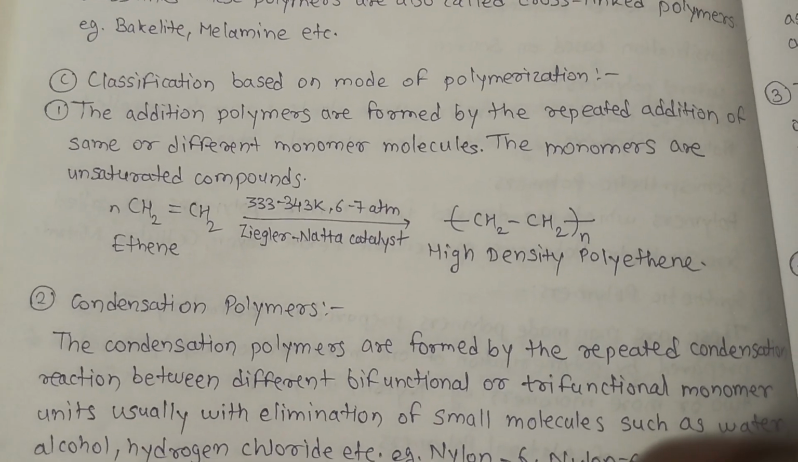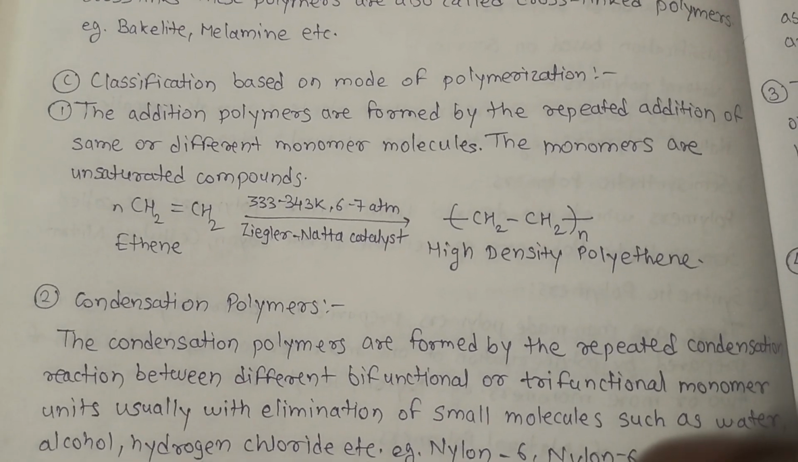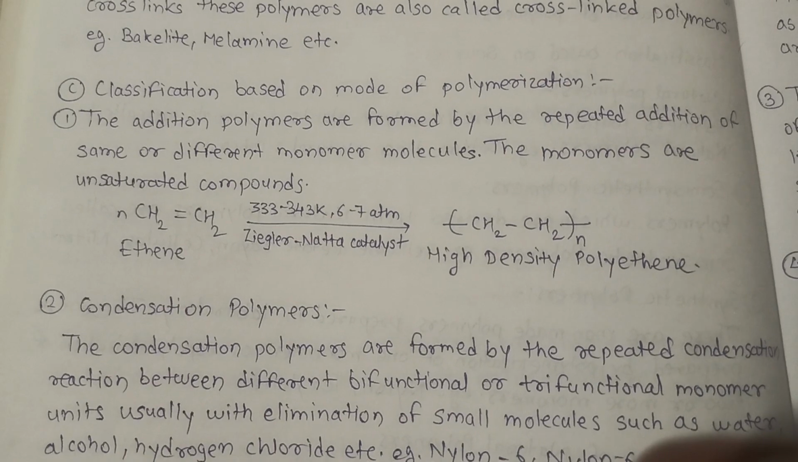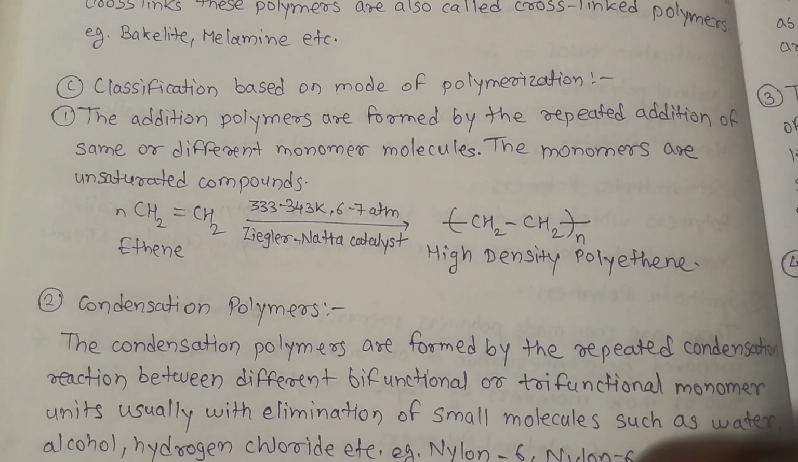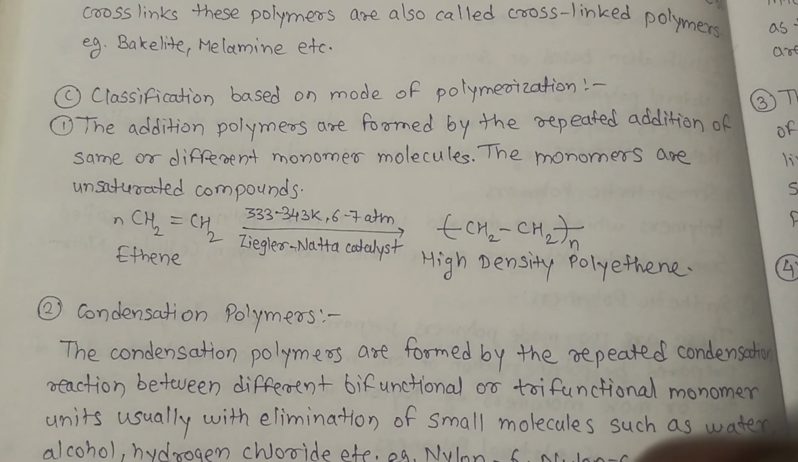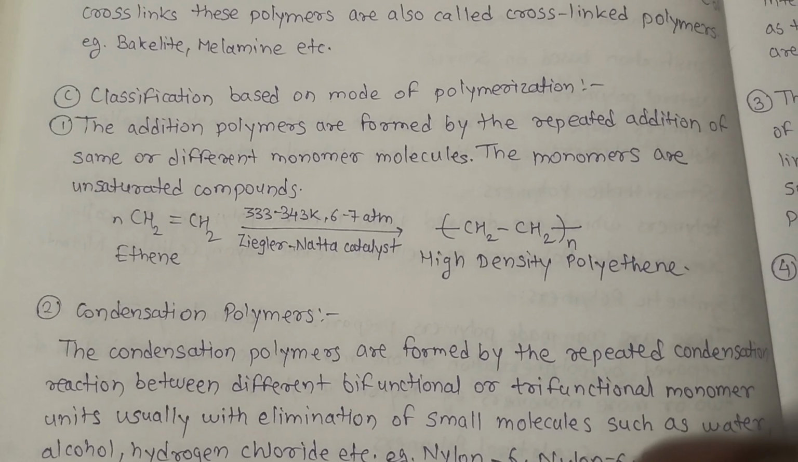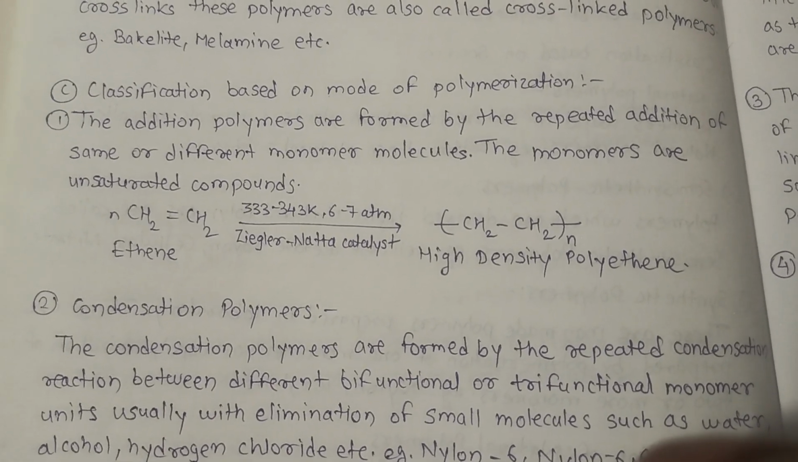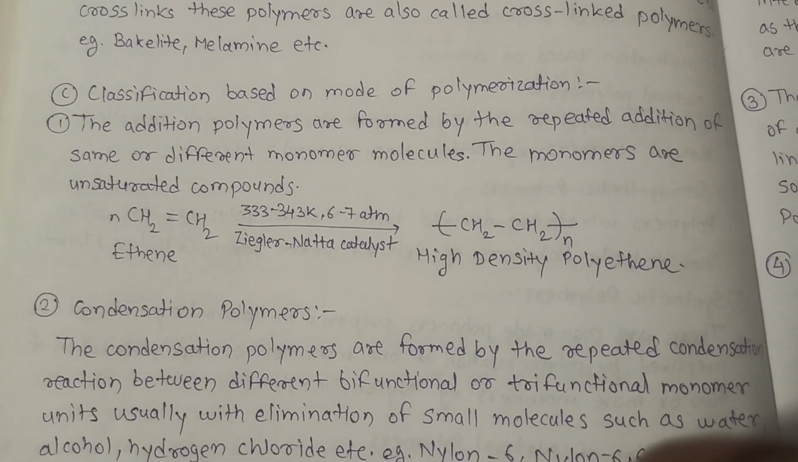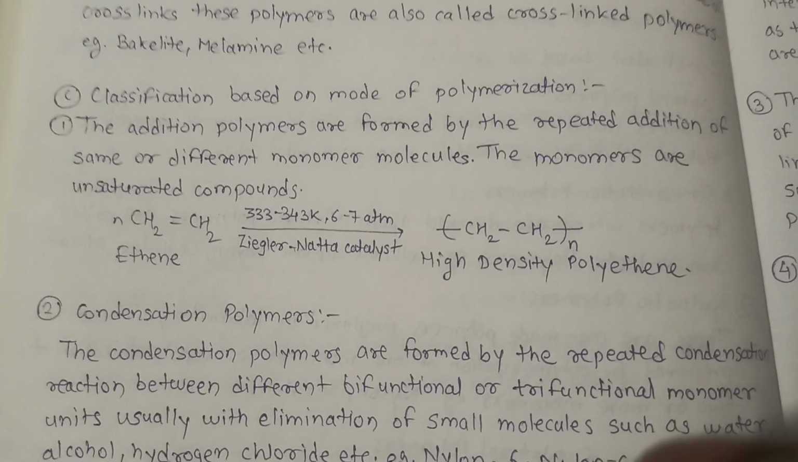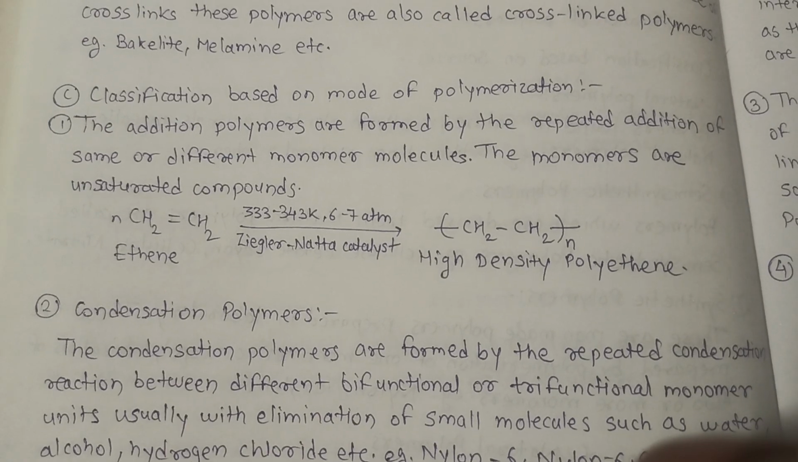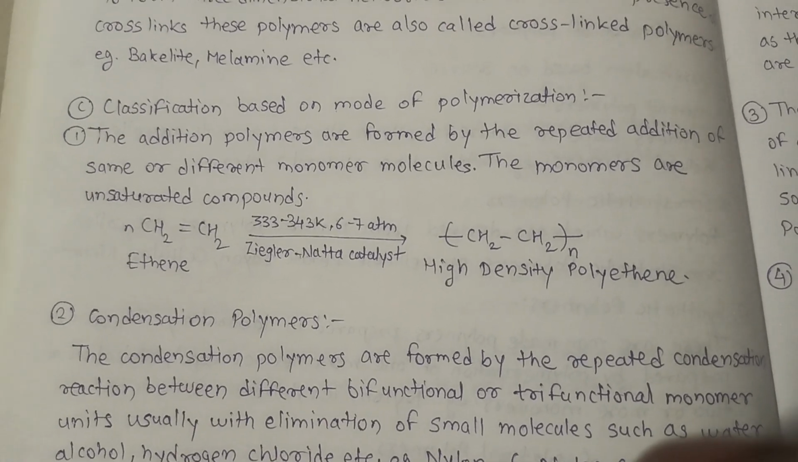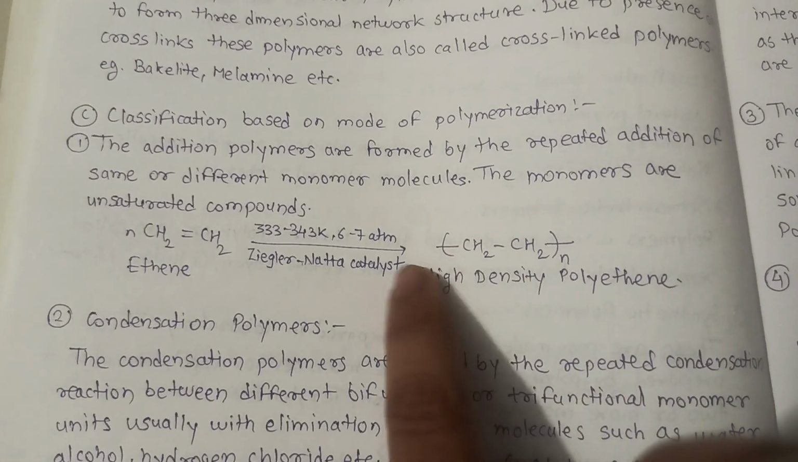So see the reaction of ethene. How to draw ethene? First draw two carbons, then a double bond in between them, and at the end draw the hydrogens. Since carbon makes four bonds, you can draw the hydrogens accordingly. In the presence of Ziegler-Natta catalyst at 333 to 343 Kelvin and 6 to 7 atmosphere, they get converted into HDPE, high density polyethylene.